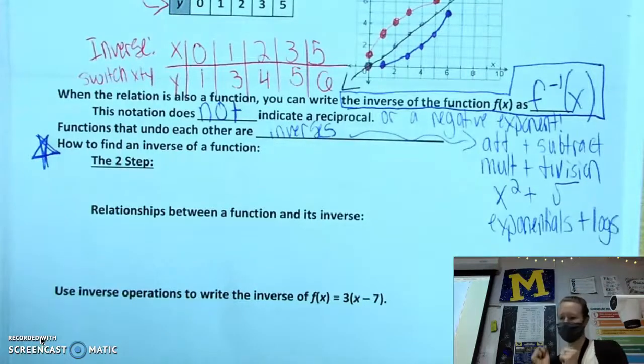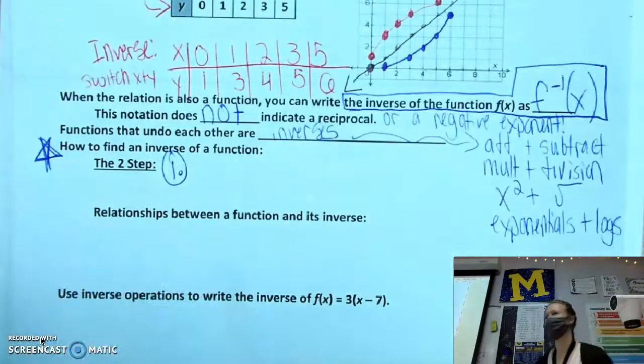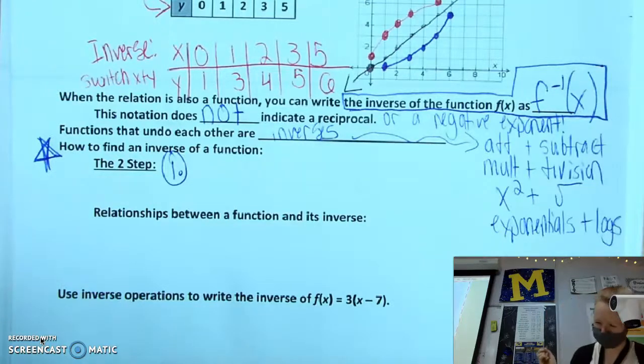The two-step. I'm sorry. That's a throwback from my middle school time. Most of you probably have no idea what song I'm referring to.